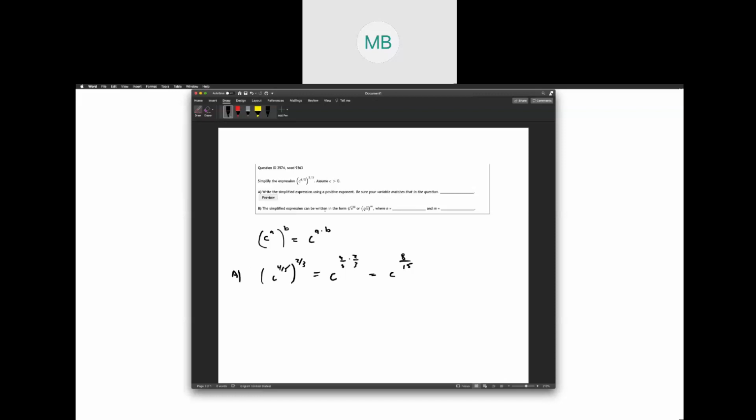Part B says write a simplified expression in radical form where n is blank and m is blank. So n is called the root. Root is in the bottom, that's the denominator. So this c to the 8/15 is equal to the 15th root of c to the 8.